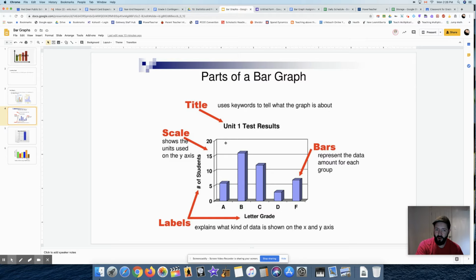So every bar graph has, I'm going to call it, 5 different parts. So you should have a title. That way, whoever is looking at your graph can read the title and know instantly what kind of information they could read off of your graph. So you should have a title.